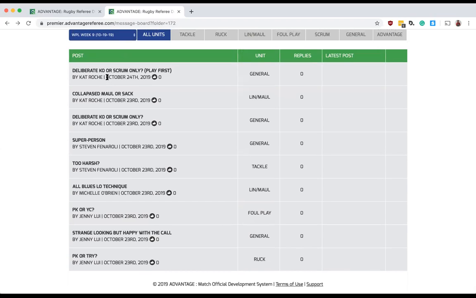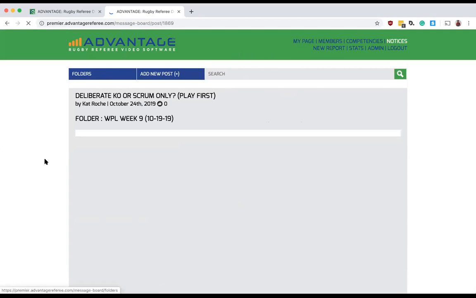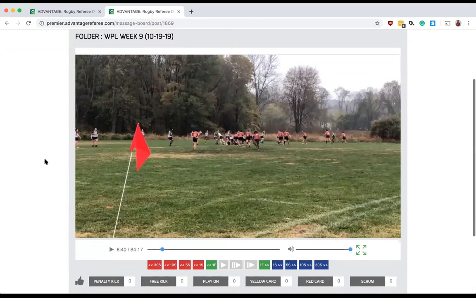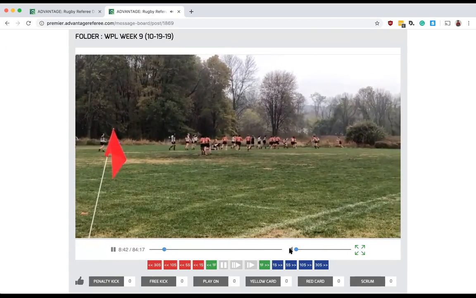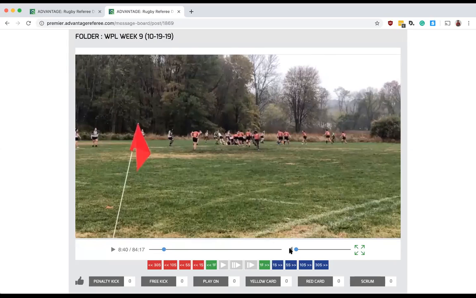Can we play the one that says play first? Kind of far away, but so what do people think about this? Deliberate or just a knock on?